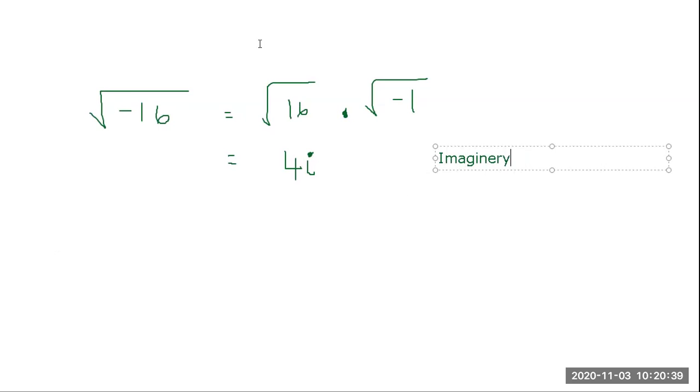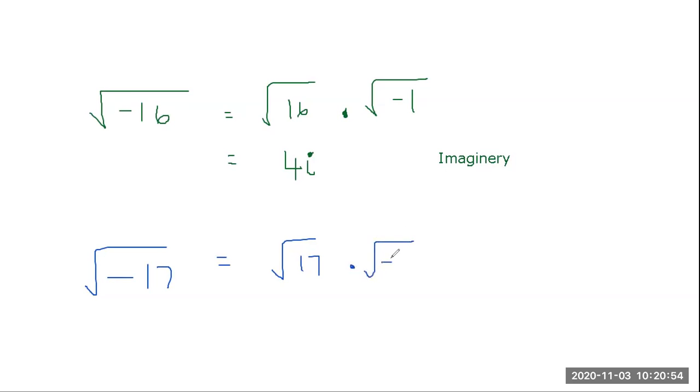If we have one that's not a perfect square, like the square root of -17, I'm going to split it up: the square root of 17 times the square root of -1, right? So the square root of -1 is I, we know that, but we can't necessarily find the square root of 17. We're going to get some decimals because it's not a perfect square. So we're going to leave it as the square root of 17 times I.